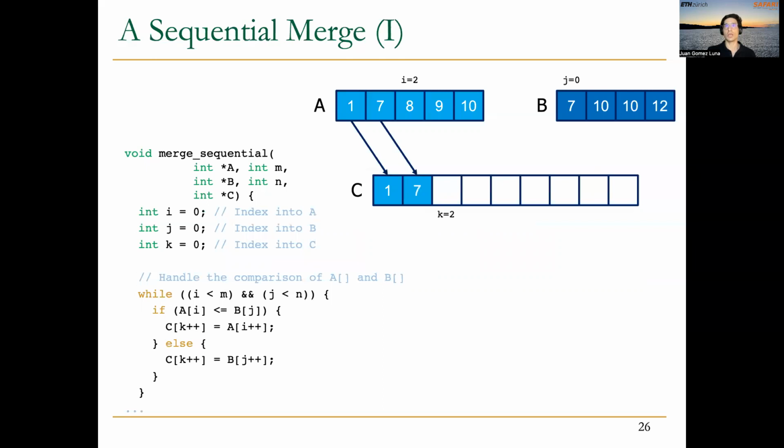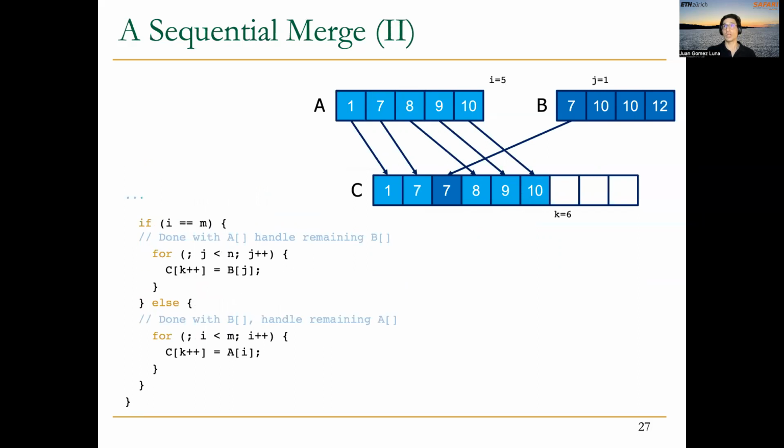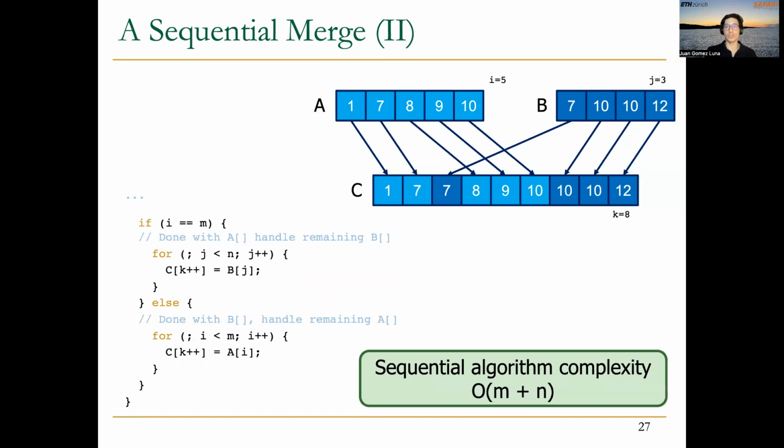Now we compare this 8 and 7, the first element 7 from array B. Now this 7 is smaller, so we place it there, and so on and so forth. Now the 8, now 9 and 10, and finally the last three elements of array B, because there are no more elements of array A. So that's basically the way of doing the sequential merge. Observe that the complexity of the sequential algorithm is O(m plus n), being m and n the number of elements in A and B respectively.